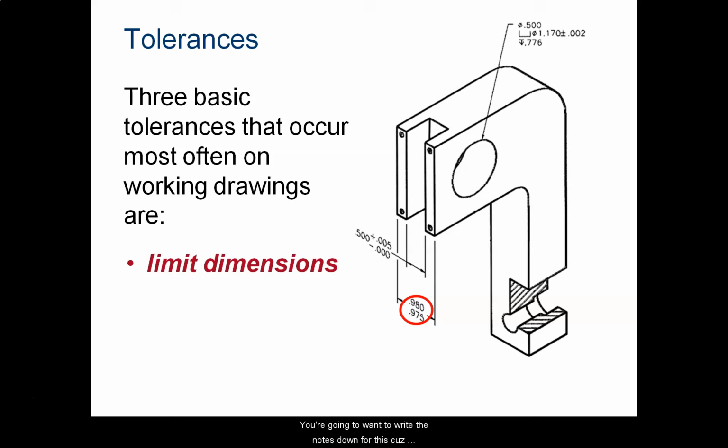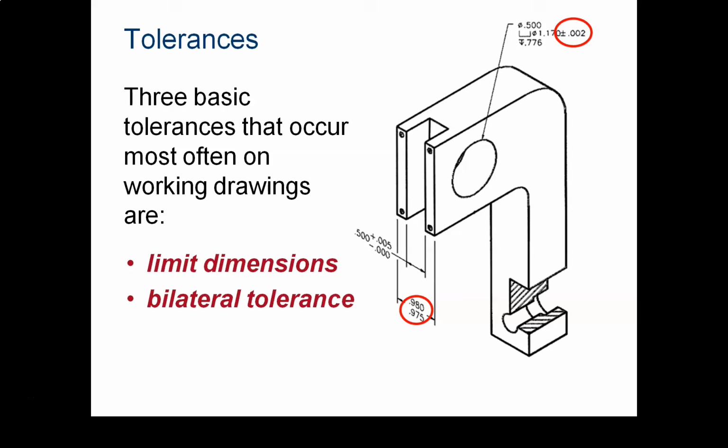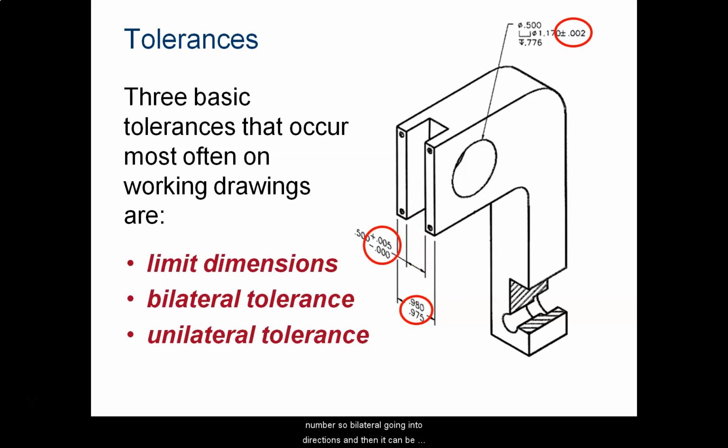You're going to want to write the notes down for this because you're going to need them for the assignment sheet. So, limit dimension. A bilateral dimension uses the plus or minus symbol. In the upper right, it's giving us the nominal dimension, and nominal means ideally this is the size that I want it to be. Then it gives us a plus or minus symbol, adding to or subtracting from that. So for the 1.170, it can be 1.172, or it can be 1.168. So it can be plus or minus on that number. So bilateral, going in two directions.